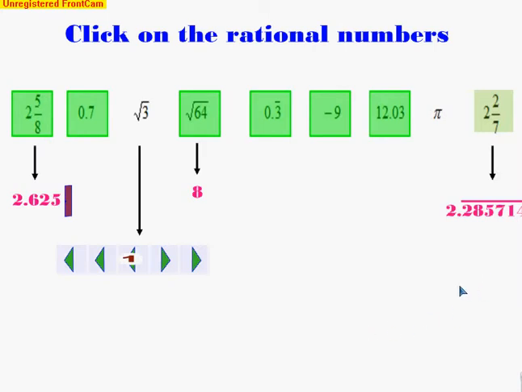Therefore, the two irrational numbers here would be the square root of 3. You can see the square root of 3 is a non-repeating, non-terminating decimal. Therefore, we would say the square root of 3 is irrational. Also, pi would be an example of an irrational number.